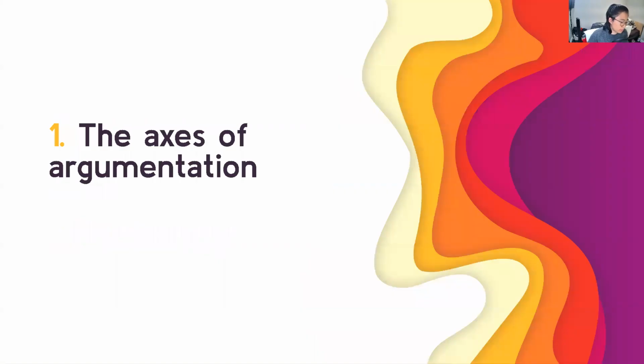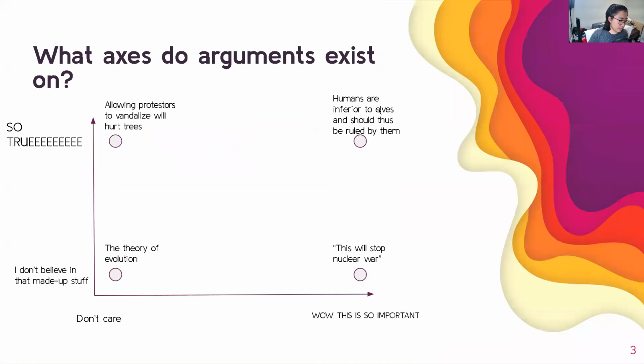So refutation and efficiency. The first concept that is extremely important to keep in the back of your mind whenever you're doing refutation is the idea of the axes of argumentation. So what do the axes of argumentation mean? I'm sure a lot of you math kids probably already know. Basically, axes exist on a scale of how true an argument can be and how important an argument can be. And that's the framework upon which you want to consider all arguments that are presented to you: how true it is versus how important it is.